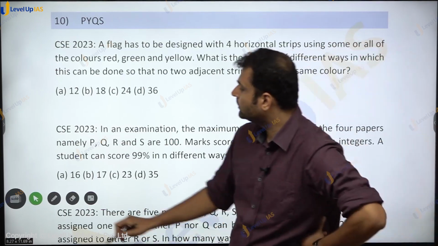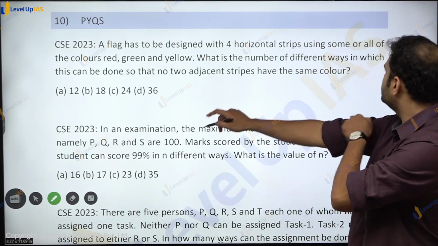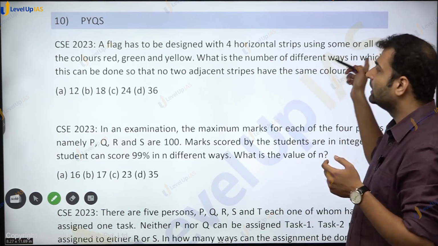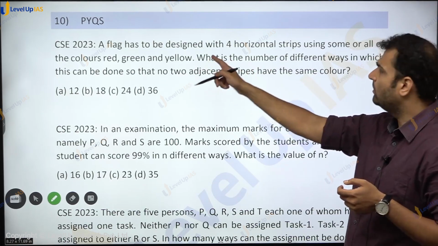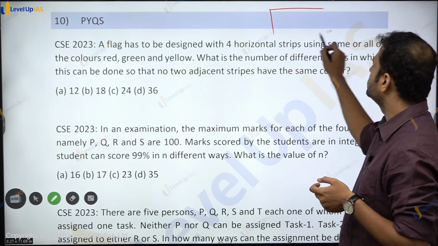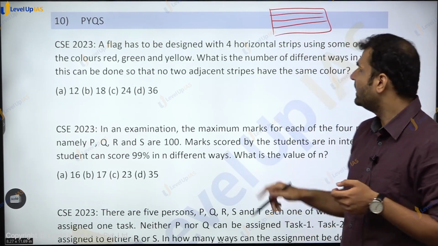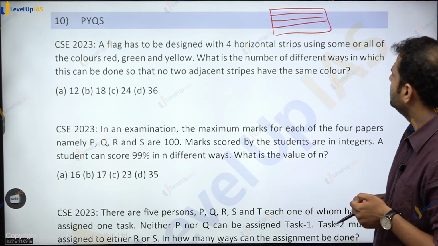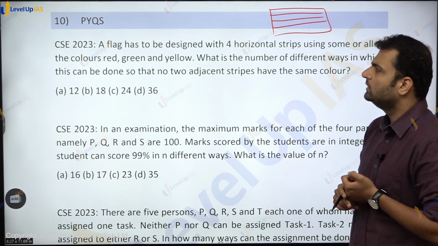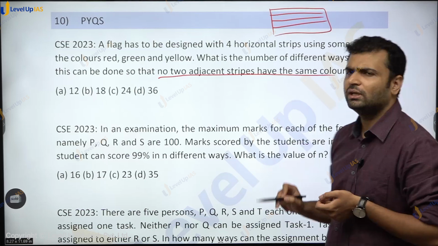See the question. We have a flag which is to be designed with 4 horizontal stripes using some or all colors of red, green and yellow. So we have 3 colors. We have 4 stripes, 1, 2, 3 and 4, and we have 3 colors: red, green and yellow. What is the number of different ways in which this can be done so that no 2 adjacent stripes have the same color? That is the condition.